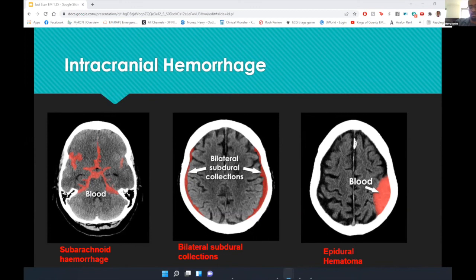Last one's epidural hematoma. These also cause a severe headache, and it could develop immediately or within several hours after injury. The headache usually disappears and returns several hours later, usually much worse. This is what they call the lucid interval. So usually they'll have deterioration in consciousness, increase of confusion, sleepiness, coma. So that's pretty much it for those three.